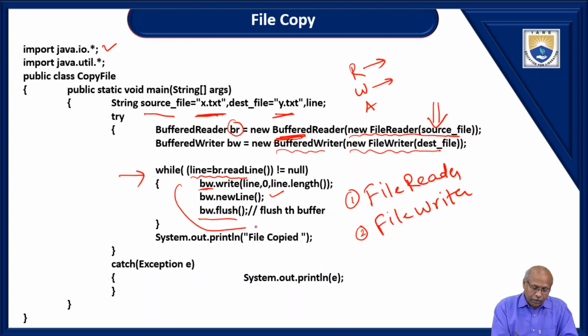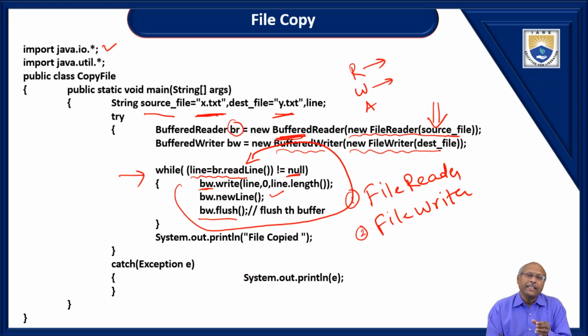This process will continue till the end. Once the file is read line by line, it will write. Once you reach the end of the file, then that will return a null value. That means you are not able to read. Whenever you are not able to read, that becomes null. Whenever null comes, it indicates that it is the end of file. Once end of file comes, the loop will close. Then you can print a message that file copied.